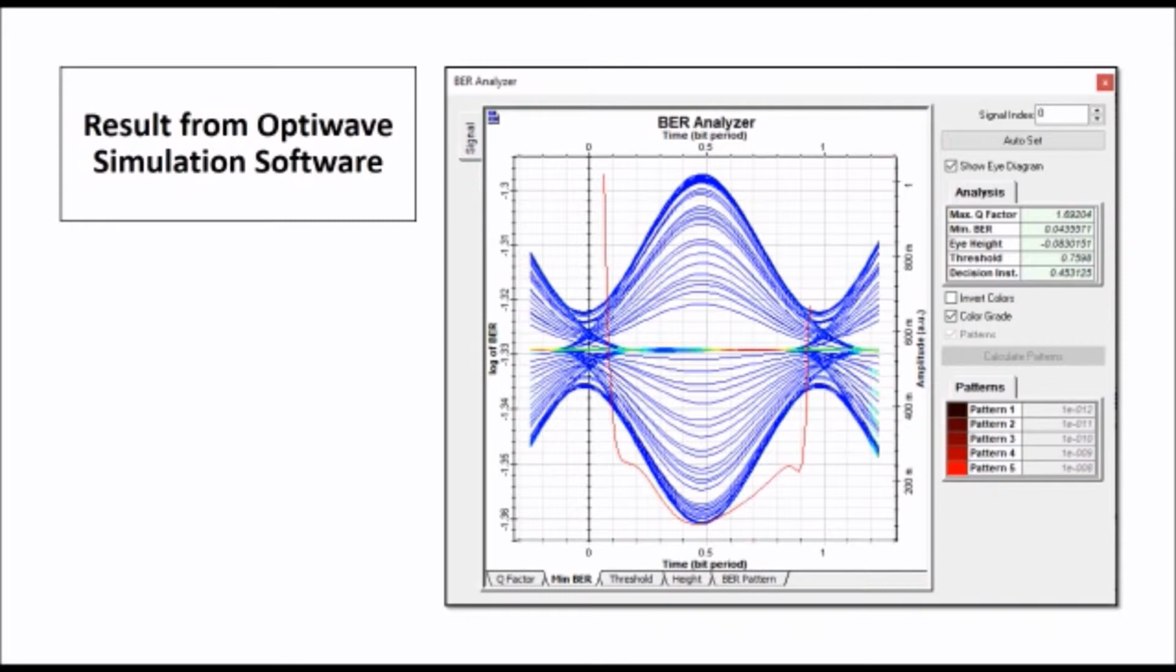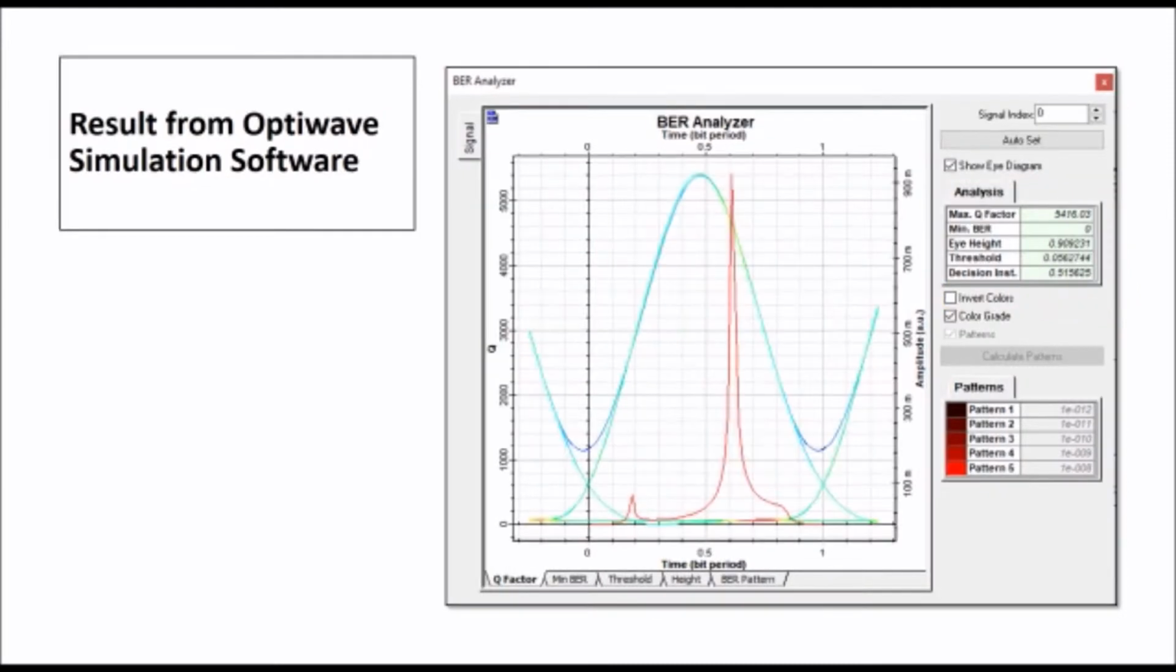The software itself will generate the result here. All the data are taken from this side, so we can collect and tabulate the data. The data taken will be characterized in three forms, which are Q factor, BER analysis, and eye diagram, and that's all. All three will be recorded.